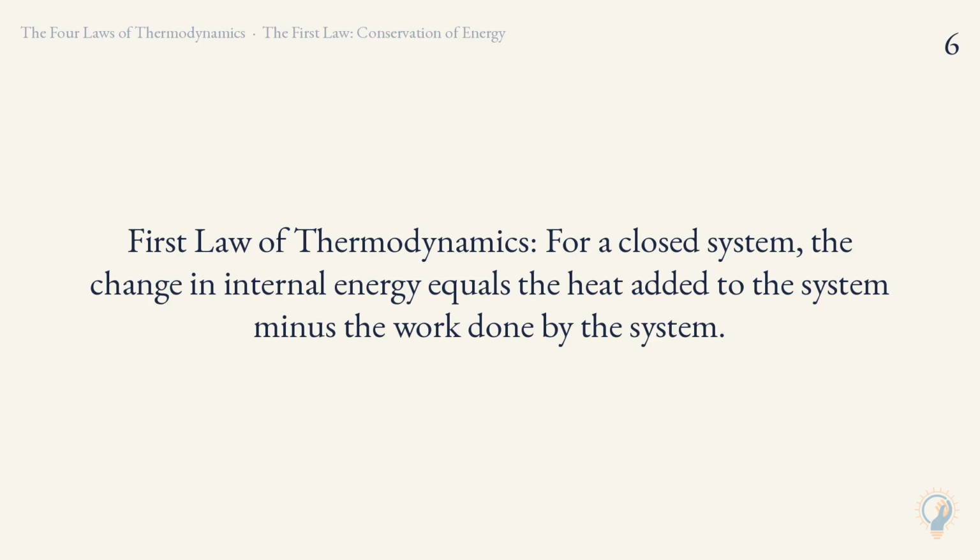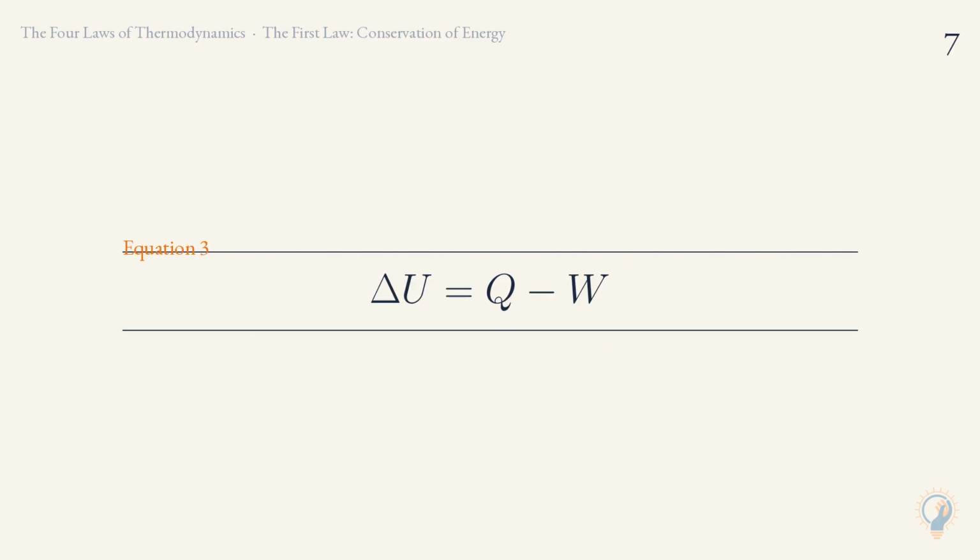First law of thermodynamics. For a closed system, the change in internal energy equals the heat added to the system minus the work done by the system. Equation 3. Delta U equals Q minus W. Delta U is the change in internal energy of the system, measured in joules. Q is the heat transferred to the system, in joules. And W is the work done by the system on its surroundings, in joules.